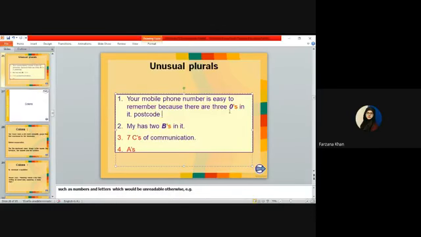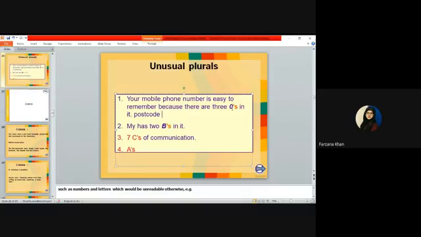Because there are 3 O's in it. So you can see O. So we need to make the plural of O. How will you make the plural of O? You will make the plural of O by adding an apostrophe and then an S, which is pronounced as O's.